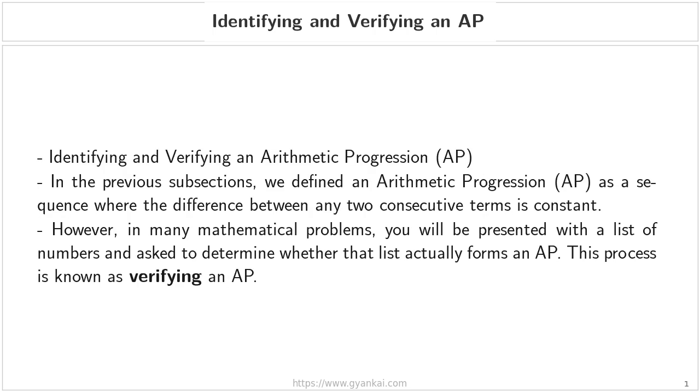But here is the catch. In a real exam or a complex math problem, you won't always be told that a sequence is an AP. Instead, you will often be handed a random list of numbers and tasked with determining for yourself whether that list actually follows that constant pattern. This specific process of checking the numbers to prove or disprove the pattern is what we call verifying an AP. Over the next few slides, I will show you the exact mathematical principle and the step-by-step method you can use to verify any sequence with confidence.